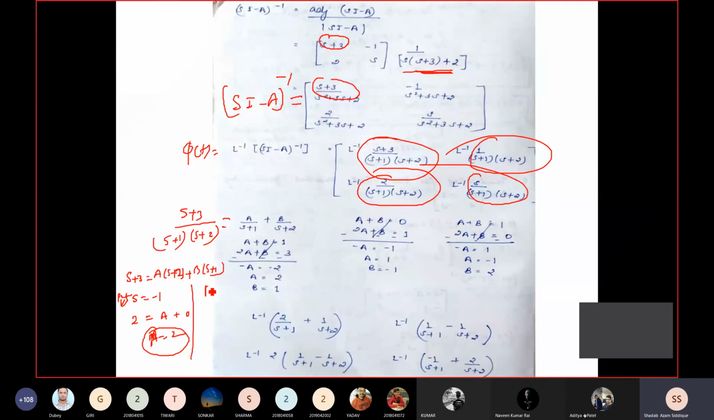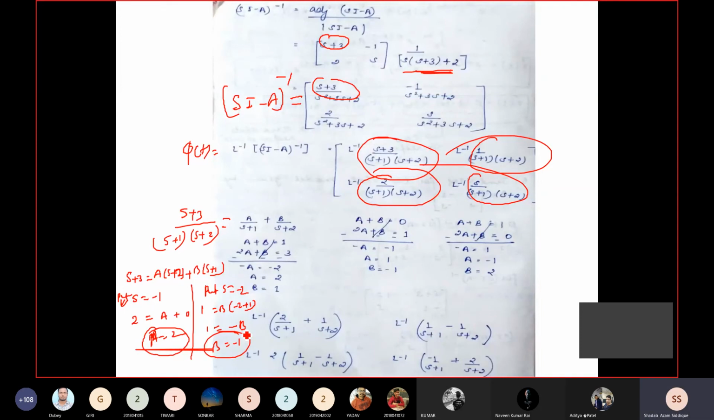Now you put s equal to minus 2. If you substitute s equal to minus 2, the A term will be 0. So you substitute minus 2 here, and this will give you 1. So 1 is equal to B into (minus 2 plus 1). What will happen? 1 is equal to B times minus 1, so this is minus B. So B is written as minus 1.